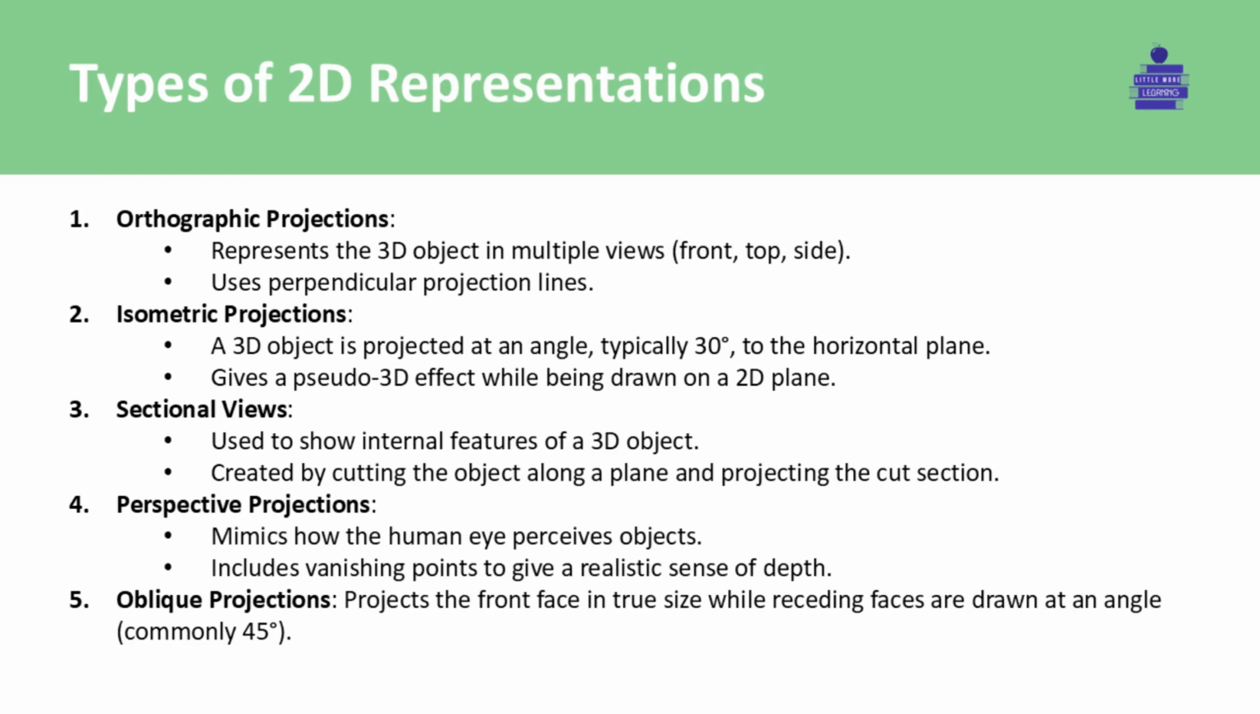We can represent 3D objects in 2D through various methods. Orthographic projections show true shapes from different angles. Isometric projections tilt the object to show three faces simultaneously. Sectional views reveal internal features by slicing the object. Perspective projections mimic human perception for realistic views. And oblique projections compromise by showing the front face true to size while other faces are at an angle. Each method has its strengths and specific uses in technical communication.